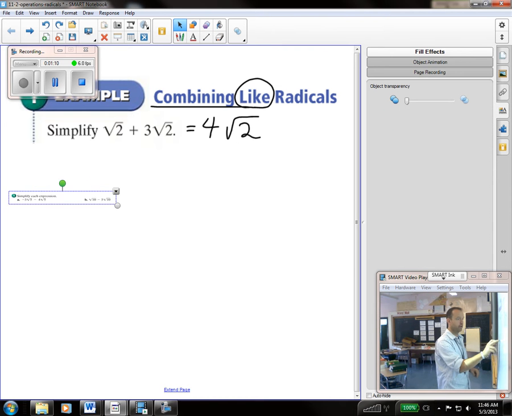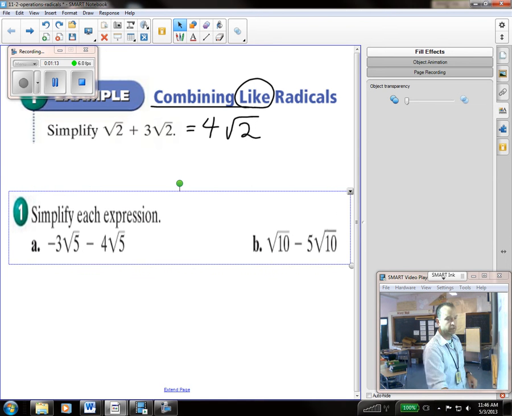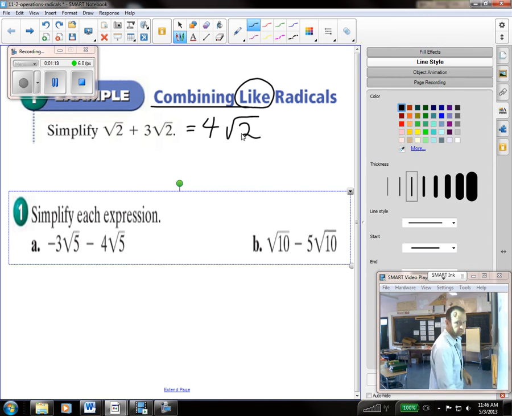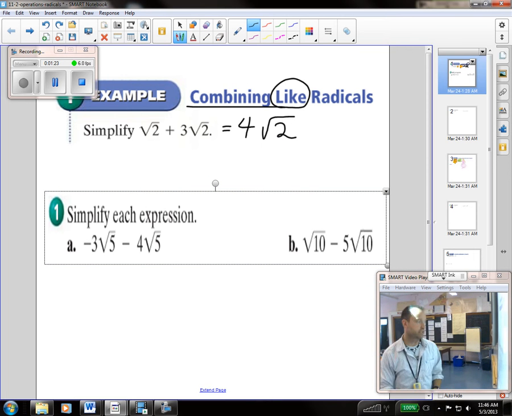So let's try a couple. Again, do these real quick, and then check back. So pause it, do them, check back. Okay, here comes the explanation. By now you should have already done these. So let's take a look at how they went.